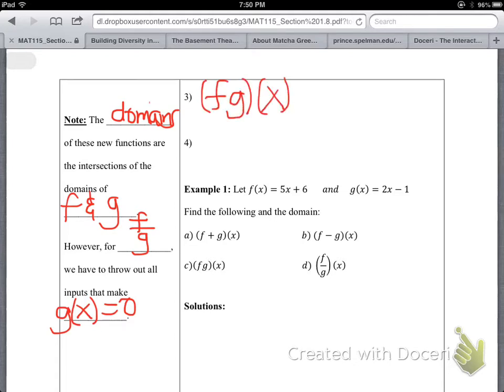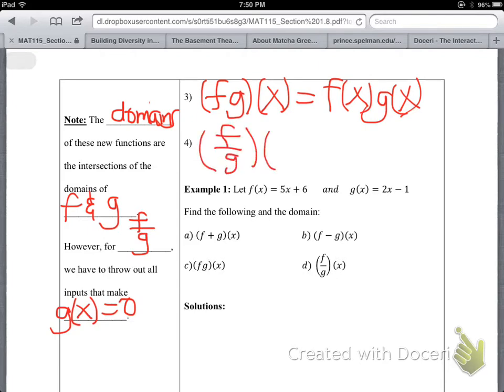Now continuing on, we have fg of x. That's the same thing as saying f of x times g of x. And then we have f over g of x, which equals f of x over g of x. Okay. And so find the following domain for example 1. We have f of x equals 5x plus 6 and g of x equals 2x minus 1. So we're going to find the following and the domains for each of these different types of expressions. We're going to do a together.